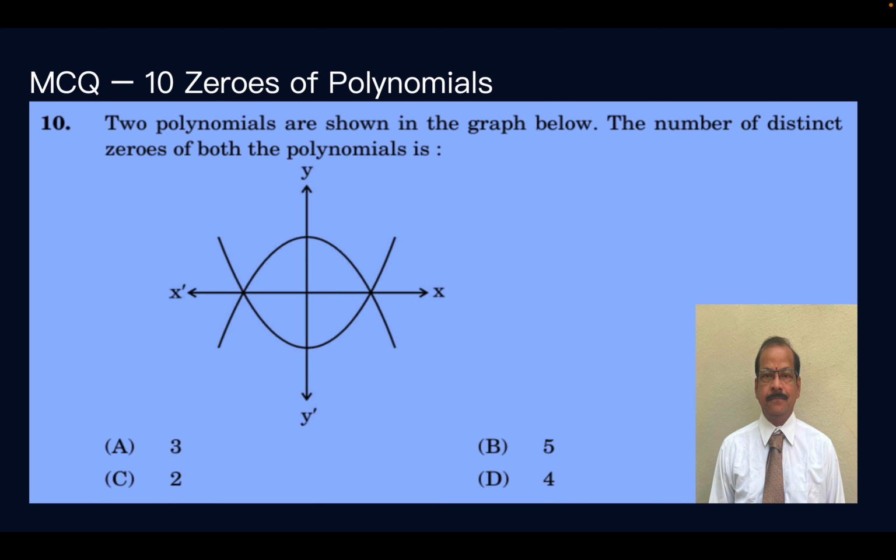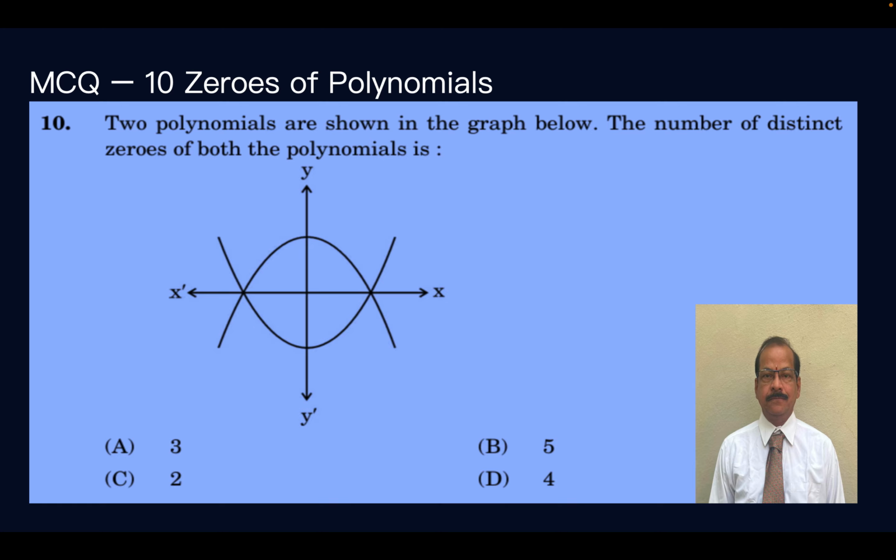Here, two polynomials are represented on a Cartesian plane x and y, where they are intersecting at two common points on the x-axis. You know, a zero of a polynomial is nothing but the intersection of the polynomial with the x-axis. Here both are intersecting, that is, at 2 points they are intersecting commonly.